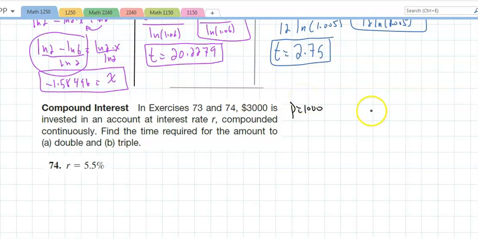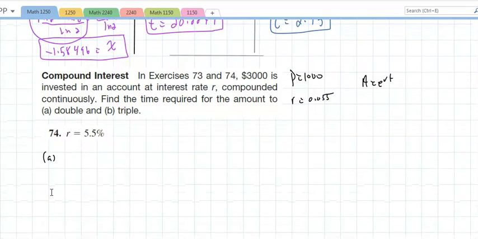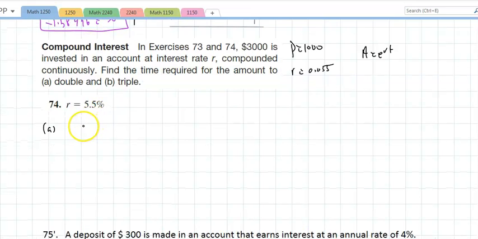And it invests in an account at an interest rate compounded continuously. That means A equals Pe to the rt. Find the time required for the amount to double if the interest rate is 0.055. Well, let's do part A. Part A, double. I'm going to start with 1,000 e to the 0.055t. And in part A, I want the 1,000 to become 2,000.